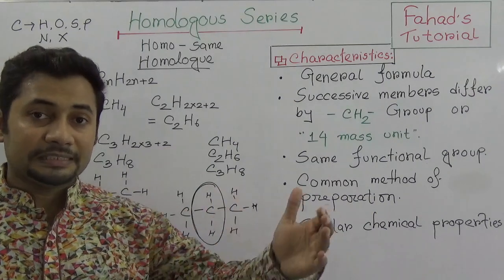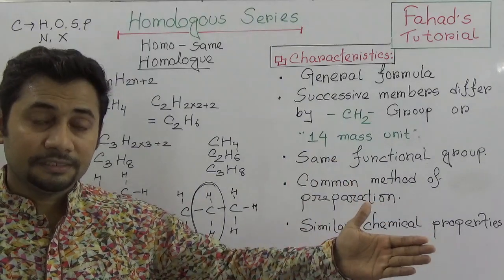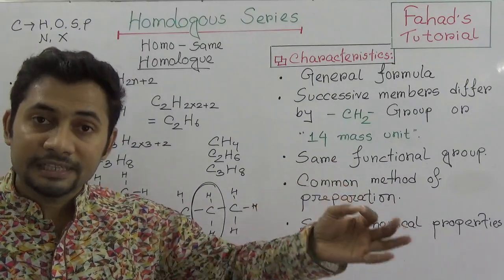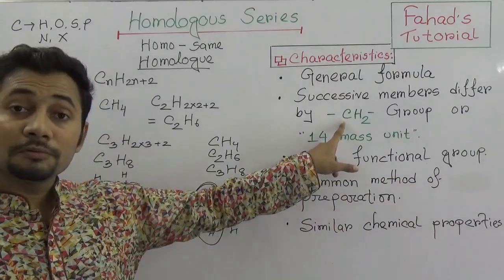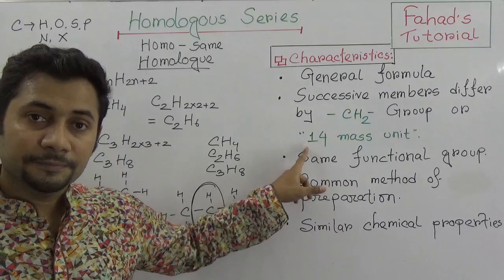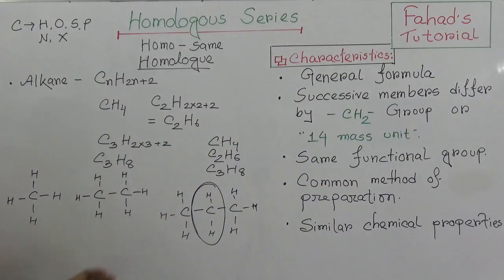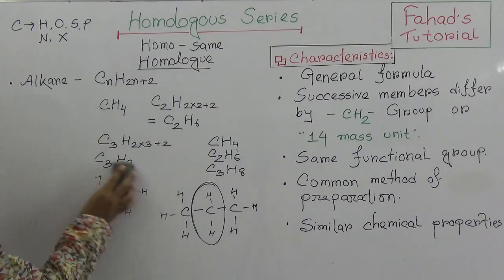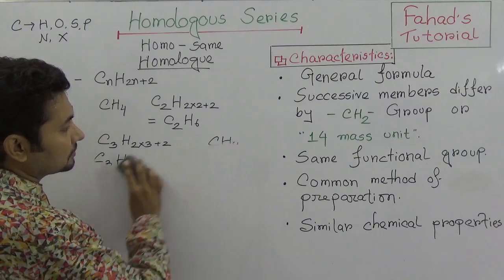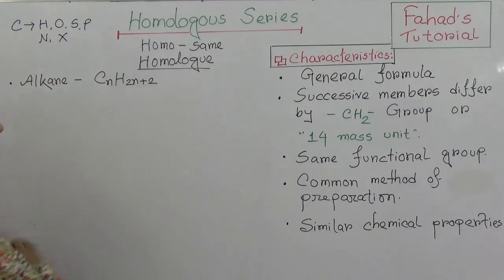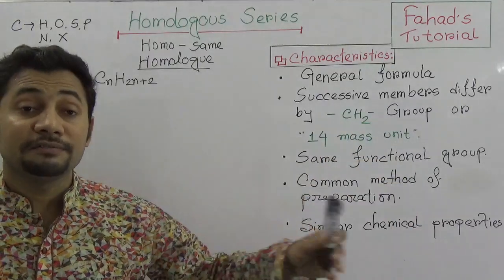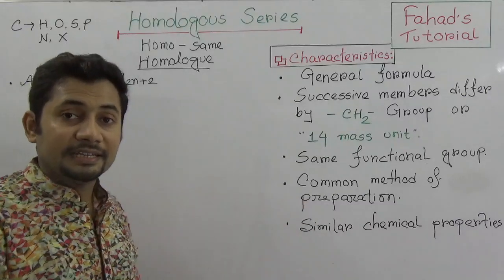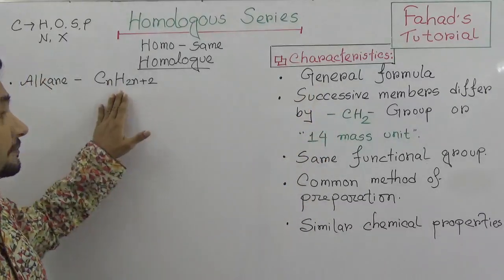So if you say that pentane, hexane, heptane, octane, nonane and decane, immediate successive numbers will differ by a CH2 group or 14 mass units. So very simple. In case of alkane, the general formula is CnH2n+2. So when we say that the successive numbers like methane, ethane, propane, butane, they will differ by this. And all these alkanes have a general formula.